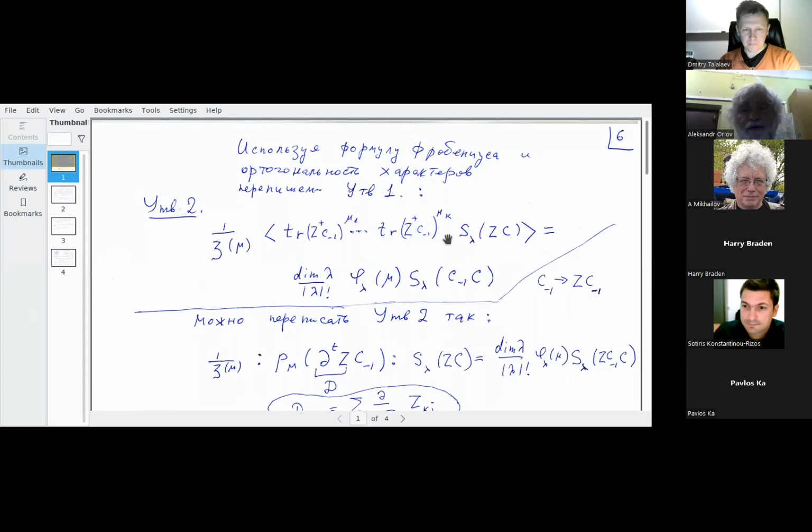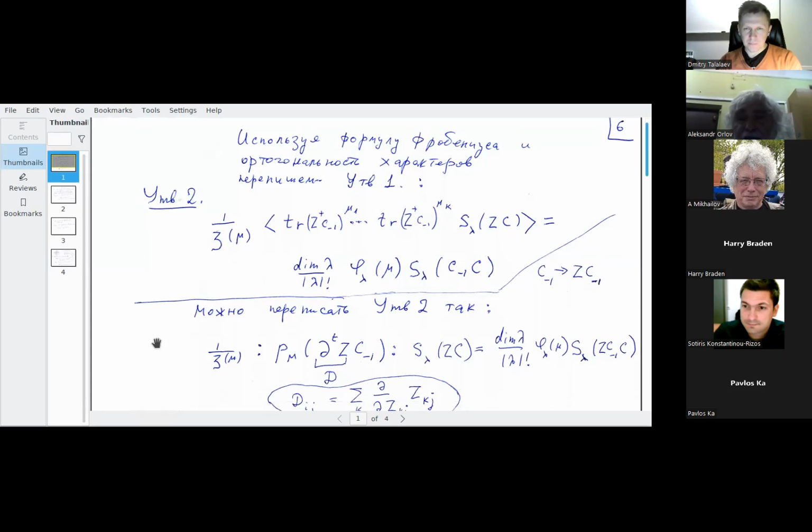And now, using Frobenius formula and orthogonality of characters, we can, and do you remember this characteristic map relation which related these traces to Schur functions? We can, instead of traces here, write here Schur function and rewrite it in this form. Look, rewrite in this form. Great.